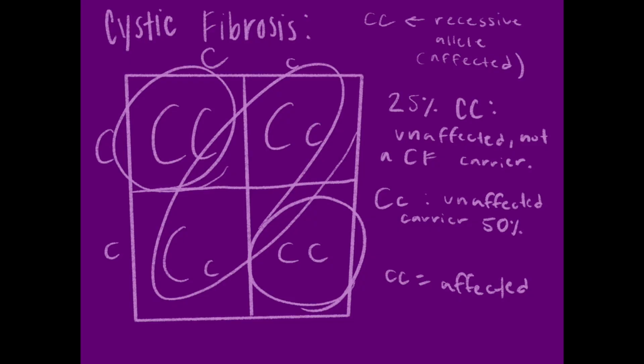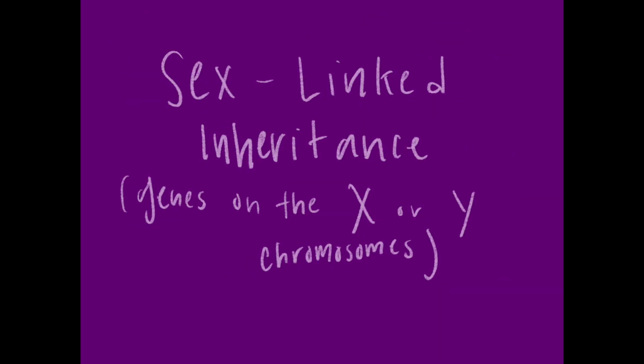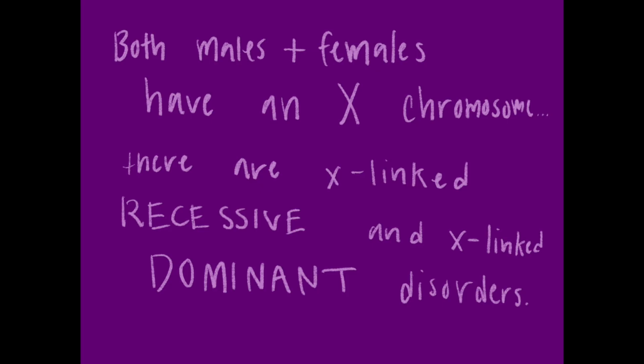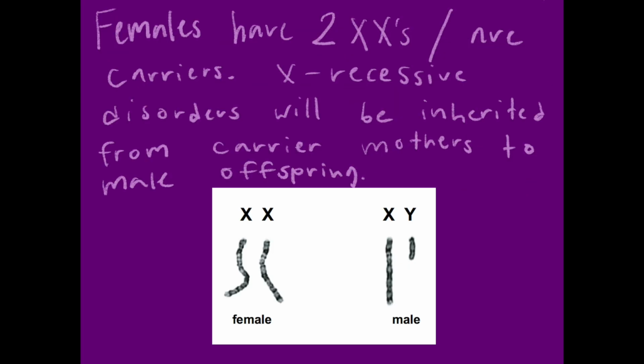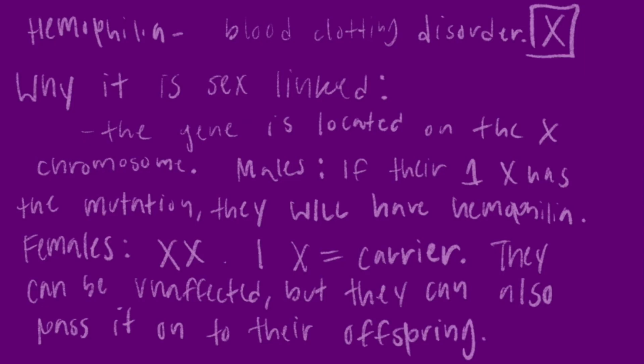Now let's see some examples of sex-linked inheritance revolving around the genes on sex chromosomes X or Y. Because both males and females have an X chromosome, there are X-linked recessive disorders and X-linked dominant disorders. In X-linked recessive disorders, they typically affect males because they only have one X chromosome. Females have two X's and are carriers, and these X recessive disorders will be inherited from carrier mothers to male offspring. An example of an X-linked recessive disorder is hemophilia, a blood clotting disorder.